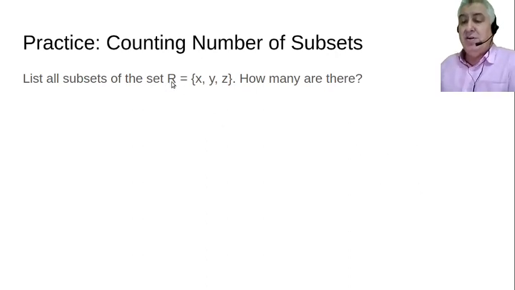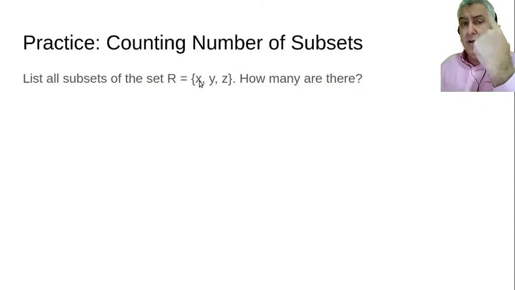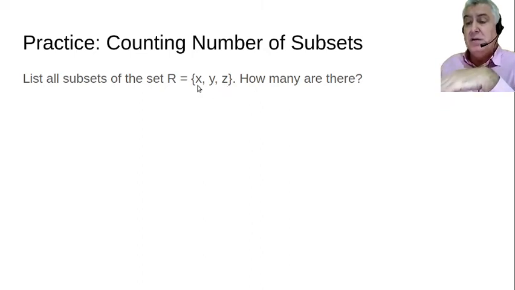Another example, my set is R, and it has the elements X, Y, and Z. So we need to count the number of subsets. How many are there? Let's see. So I need to start with 1. All of the sets that have 1 element. So there's X, and then there's Y, and then there's Z, and then I need to count all of the sets that have 2 elements from here. So that's X and Y, X and Z, Y and Z. So that's 3 again. And I need to count all of the sets that have 3 elements. 1, 2, X, Y, and Z. There's just 1 of those. And I need to count the empty set too that has 0 elements.